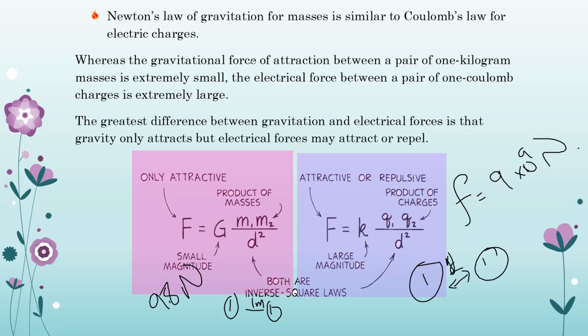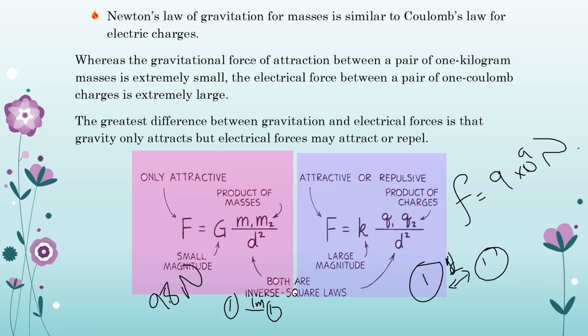This is it. By now we compare and contrast, we say the differences and similarities between the forces between two masses, or between Newton's law and Coulomb's law. Whereas the gravitational force of attraction between a pair of 1 kilogram masses is extremely small, the electrical force between a pair of 1 coulomb charges is extremely large, as we said before.